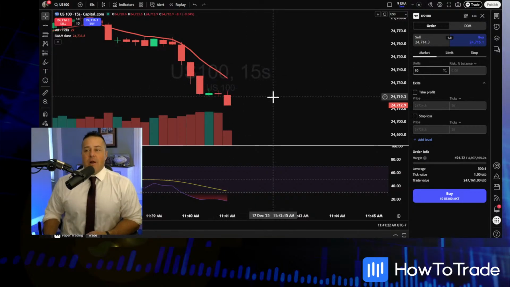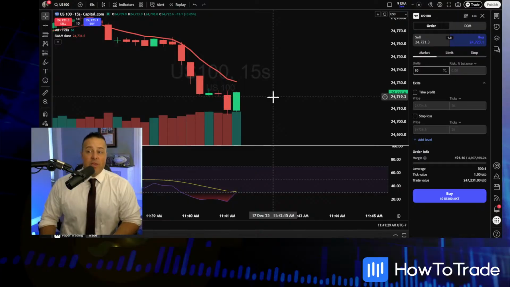So right here, we're looking at our 9 EMA. It's not that far away, really. We could definitely get in on this trade, but this would be a buy setup. Okay, so right here, maybe we get it, maybe we don't.